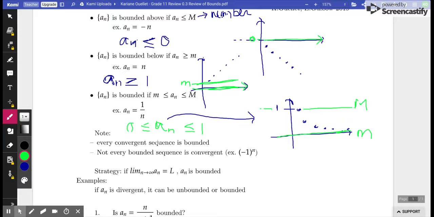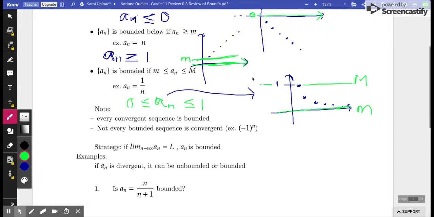So any convergent sequence would definitely be stopping at some point. It would not go to infinity. So that's the idea behind it. But we have to be careful because the inverse is not true. It's not true that every bounded sequence is convergent.